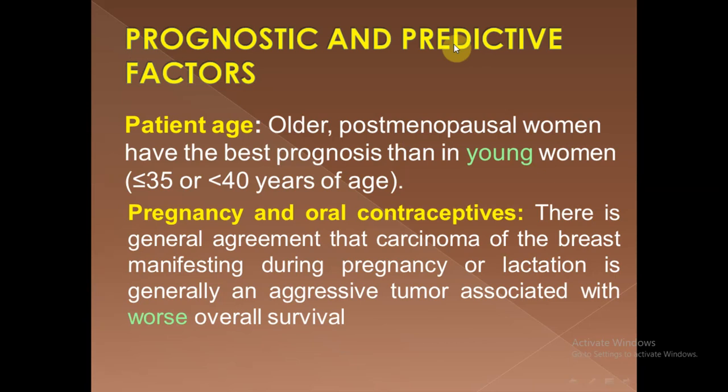Now the prognosis and the predictive factors of breast cancer. This depends on many factors, including the patient's age. Older age and postmenopausal women carry a better prognosis than young women, especially if their age is below 35 or below 40, because at this age we put them in the category of familial breast cancer.